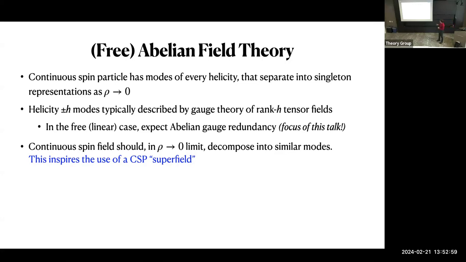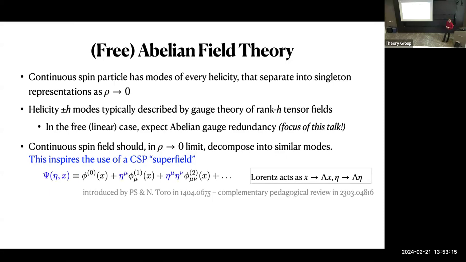Now, from this point of view, if you're going to describe a CSP in field theory, you want it to decompose into similar modes in the rho goes to zero limit, and this directly inspires the use of a CSP superfield. That is somewhat analogous to what's done in supersymmetry. We're going to think of the field, in this case a scalar field, living not just on Minkowski space, but there's also going to be an internal space parameterized by a bosonic four-vector eta. And the scalar field is analytic in this auxiliary variable, so it has some expansion. These rank H tensors just appear as the coefficient functions in this expansion.